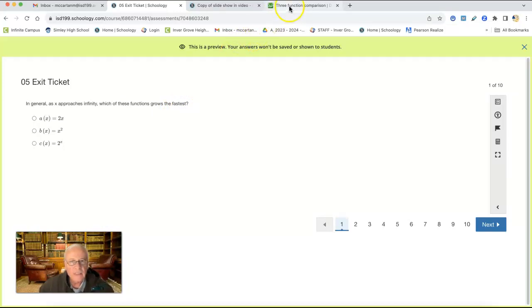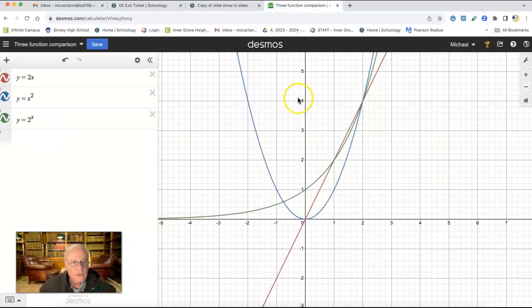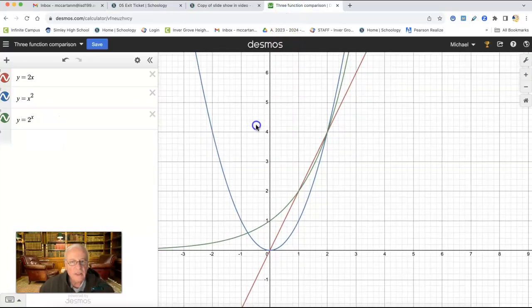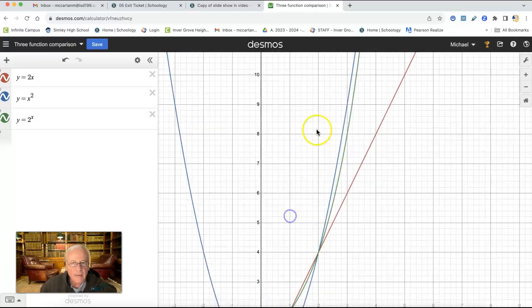Let's take a look at them in Desmos. Here are the 3 functions. The red one is linear, with a slope of 2x. The blue one is a quadratic, x squared. And the green one is the exponential, 2 raised to the power of x. We'll look more at exponentials later, but we're comparing here.